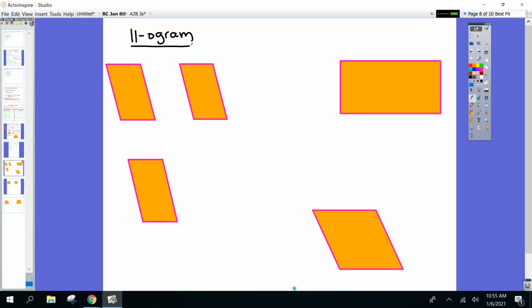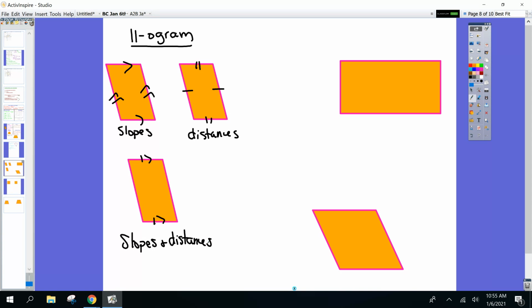I won't ask anybody this because we went over this yesterday in class. How would you show a parallelogram on a coordinate proof? It's choose your own adventure, right? You could go opposite sides parallel, slopes. You could go opposite sides congruent, distances. I don't know how many of you would do this, but it's an option: one pair of opposite sides congruent and parallel, so you would need slopes and distances. All right, choose your own adventure there.